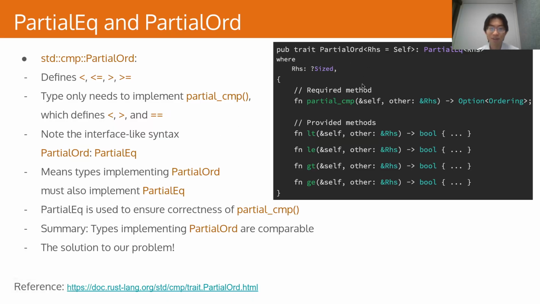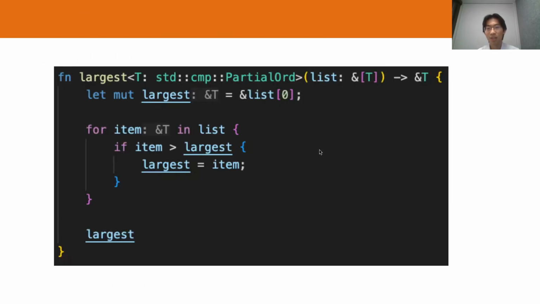But as a summary, as long as the struct implements this PartialOrd trait, we're able to compare it. So this is the solution to our problem. Here we just specify in this trait bound that we need it to have this PartialOrd trait to be compared. That's it. That'll fix the problem.